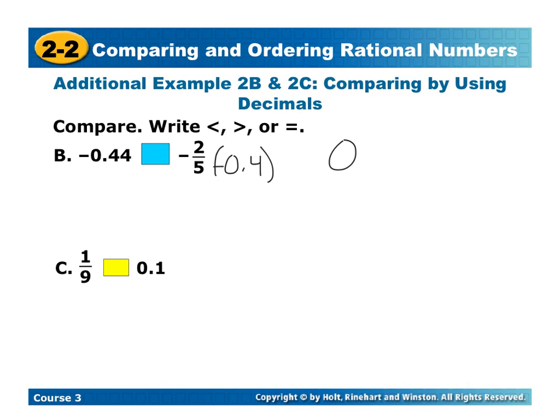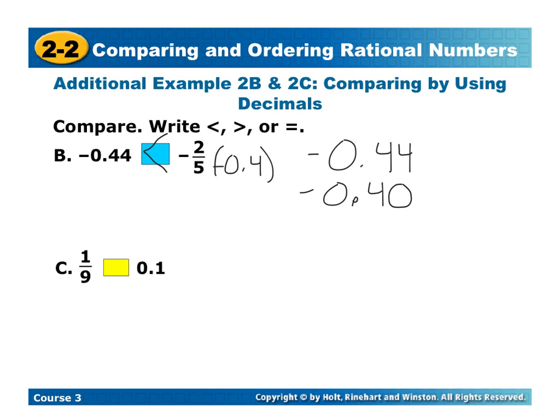So if I compare 44 hundredths to 4 tenths, which is really going to be 40 hundredths, now our tendency would be to say that the 44 hundredths is greater. However, because we have those negative signs, the negative 2/5 is going to be the bigger number. So that's something to keep in mind as we're comparing with our negatives. So negative 2/5 is our bigger number because it's closer to 0.